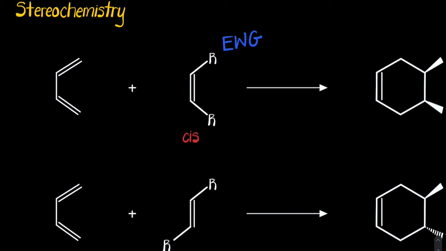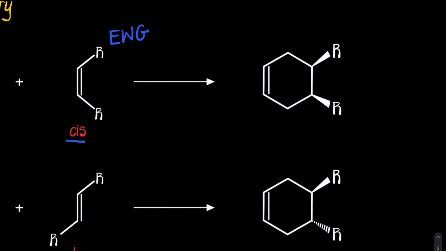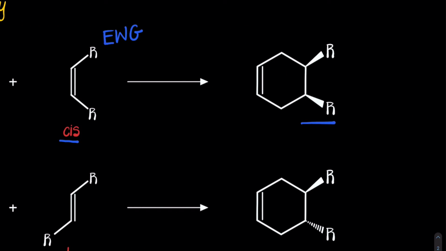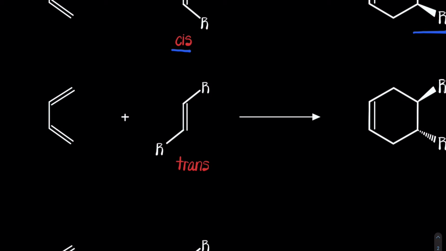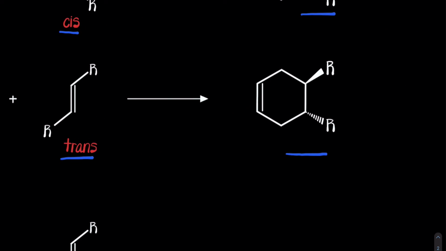So, let's talk about stereochemistry in regards to the Diels-Alder reaction. It's one of the most useful features of this reaction. It's because it's stereospecific. In other words, the stereochemistry of that dienophile is retained. So, what that means is if we have a cis dienophile, we're going to end up with a cis product. If we have a trans dienophile, we're going to have a trans product.